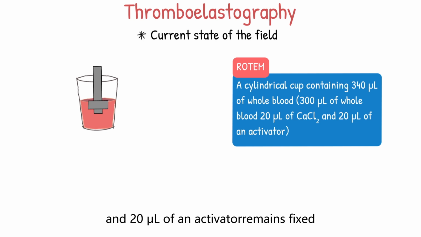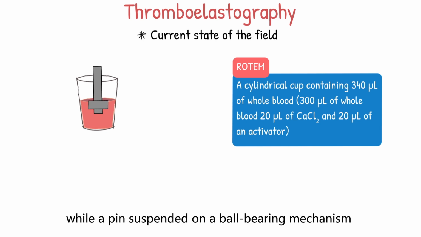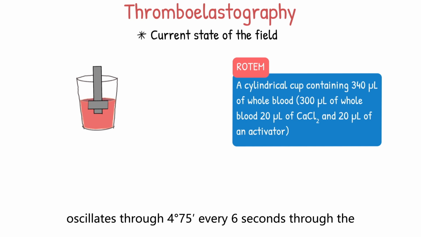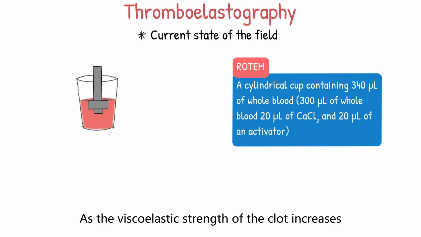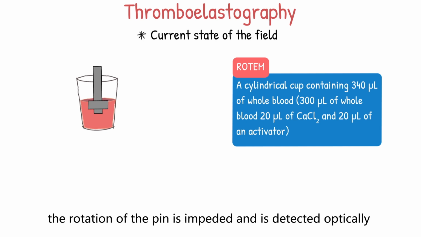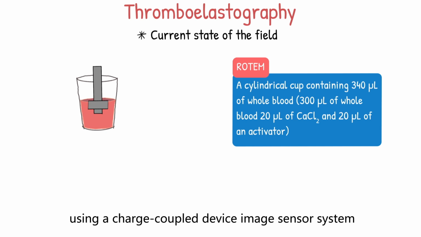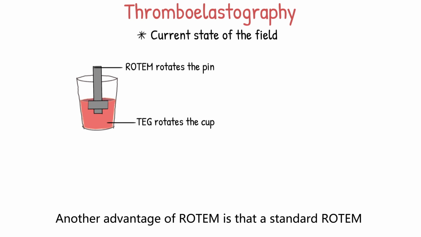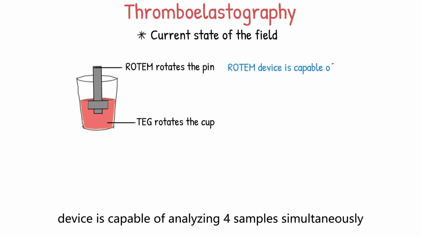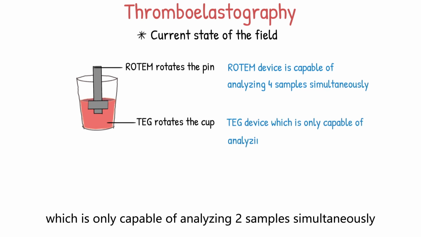microliters of CaCl2, and 20 microliters of an activator remains fixed, while a pin suspended on a ball-bearing mechanism initially oscillates through 4.75 degrees every 6 seconds through the application of a constant force. As the viscoelastic strength of the clot increases, the rotation of the pin is impeded and is detected optically using a charge-coupled device image sensor system. So TEG rotates the cup, and ROTEM rotates the pin. Another advantage of ROTEM is that a standard ROTEM device is capable of analyzing 4 samples simultaneously, as opposed to a TEG device, which is only capable of analyzing 2 samples simultaneously.